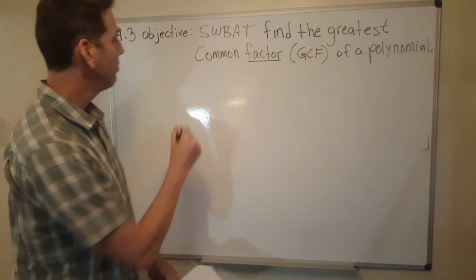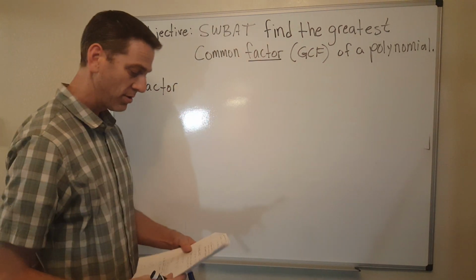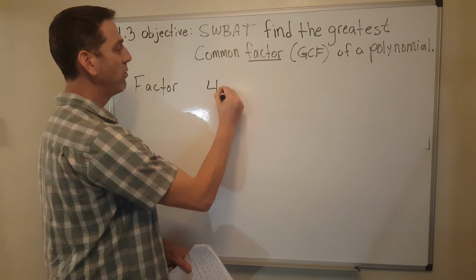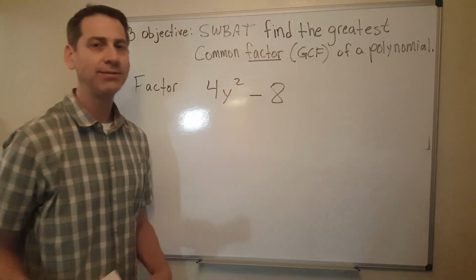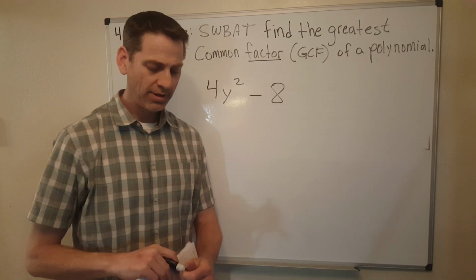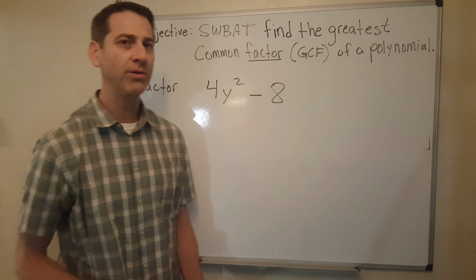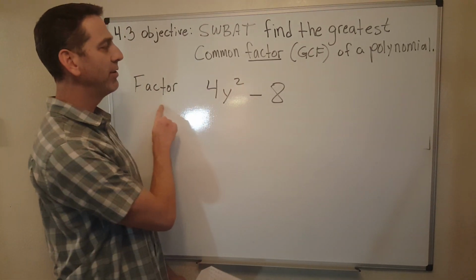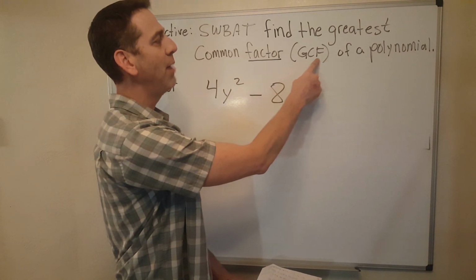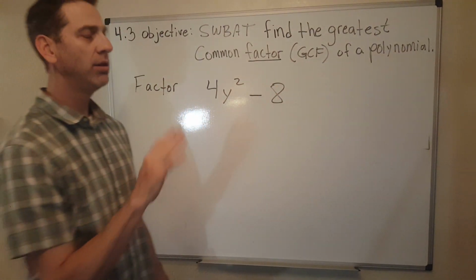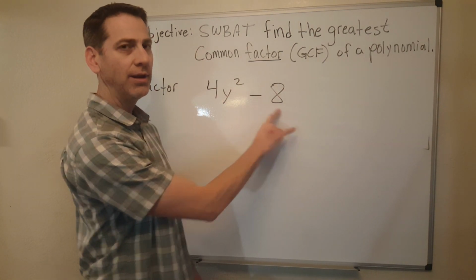So let's say I want to factor 4y squared minus 8. Okay? That's a binomial, isn't it? It's a two-term polynomial. I want to factor this. What I'm going to have to start with is I'm going to have to find the greatest common factor. Okay, so I look at both of these terms. I look at 4y squared and I look at the 8.